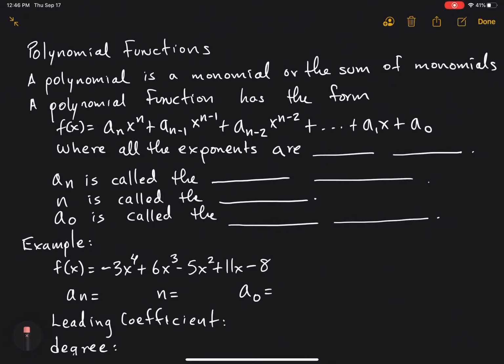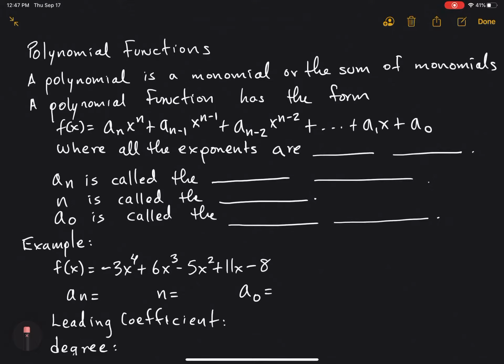So, chapter 3 in your Math 3 book talks about polynomial functions. The first section is on how to define polynomial functions and graph them. A polynomial is a monomial or the sum of monomials. A monomial is an expression like 3x, or 5, or negative 5x to the second power. When you add or subtract them and get more than one monomial together, you get a polynomial.